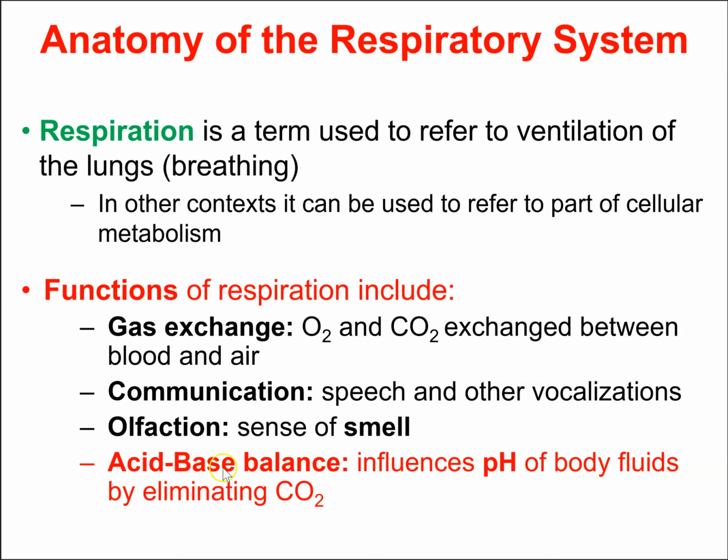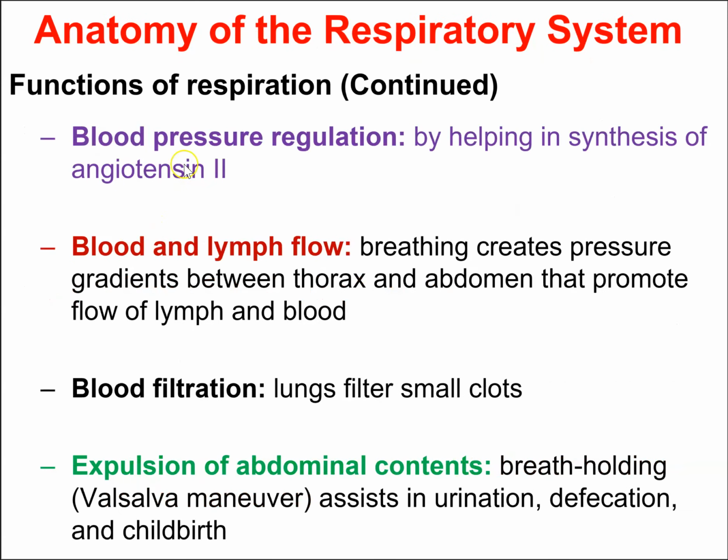And then, as we discussed, both the urinary system and respiratory system work together to maintain the acid-base balance of the body. Some other important functions of the respiratory system include regulation of blood pressure. Now, the lungs help in synthesizing a very important hormone known as angiotensin II. Now, angiotensin II is a potent vasoconstrictor. So it helps in increasing blood pressure.